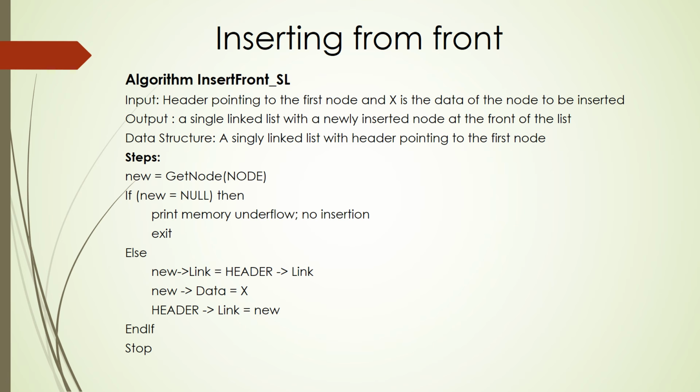So initially you have header which is pointing to the first node of the existing linked list. Now your mission is that you have to make new, the node which is being addressed by new, as the first node. So obviously header should now point to the first node which is being created or which is being named as new, right? So before we do that, you have to make the address field of the newly created node store the address of the original first node.